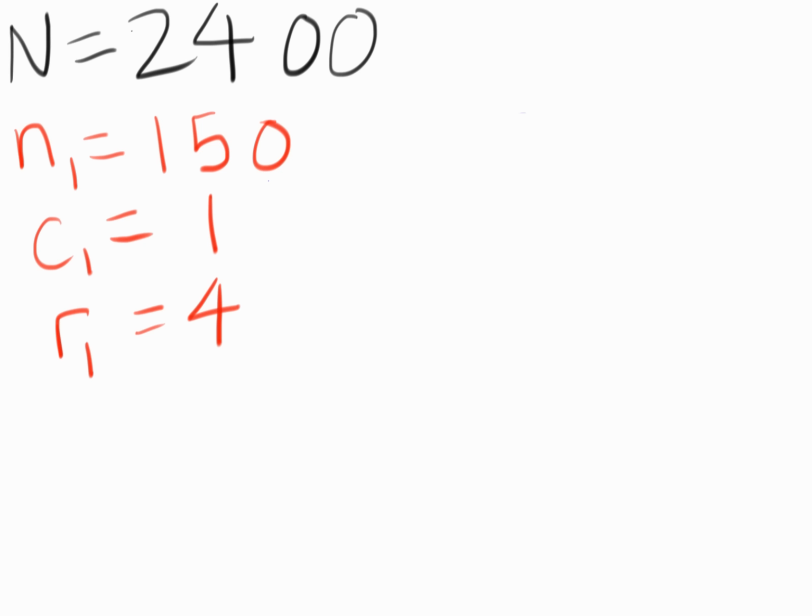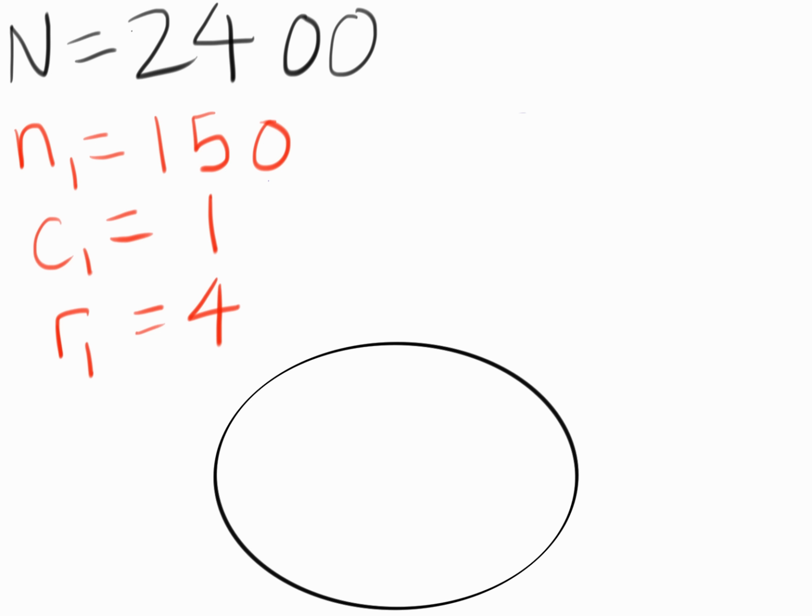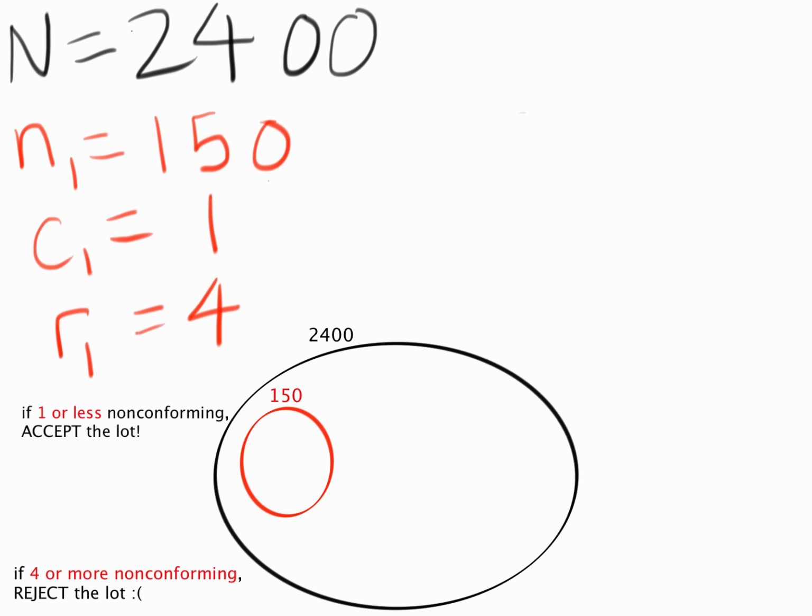So let's start with an example. Here we have a sampling plan with a lot size of 2,400. In the first sample, we're going to take 150 samples. The C is 1, the R is 4. What do these terms mean? If one or less of those 150 are non-conforming, then we can accept the lot. If 4 or more of those 150 are non-conforming, then we have to reject the lot.